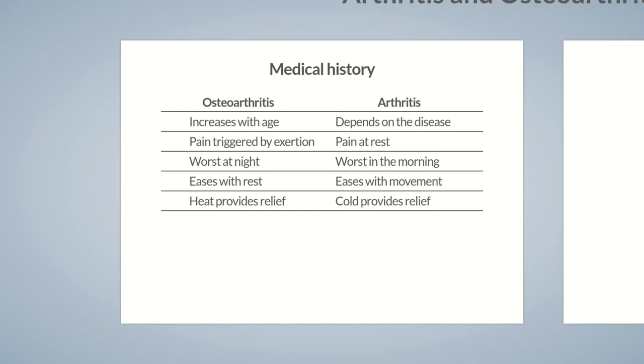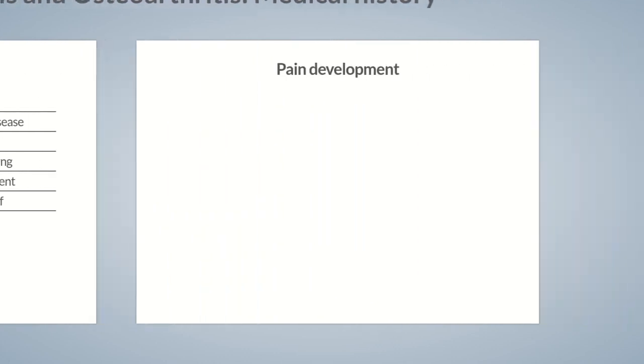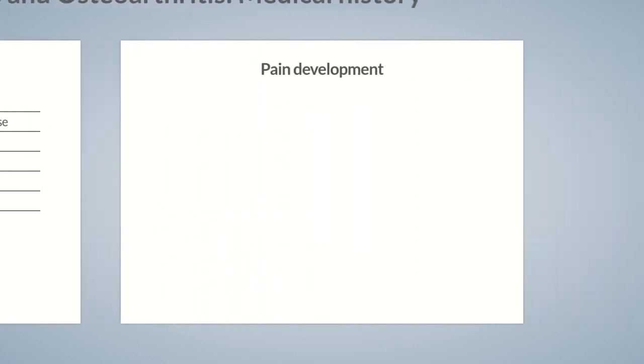So now let's finish this section by summarizing some of the characteristics of arthritis. Age distribution depends on the type of disease. Arthritis is characterized by pain at rest and in the morning that is alleviated through physical activity and cold therapy. Another difference between the two conditions is the time period in which pain develops.